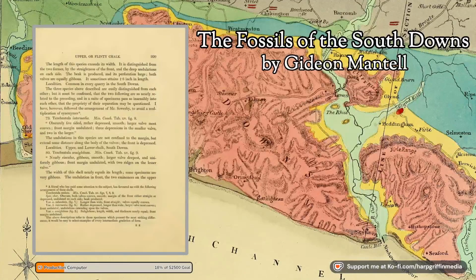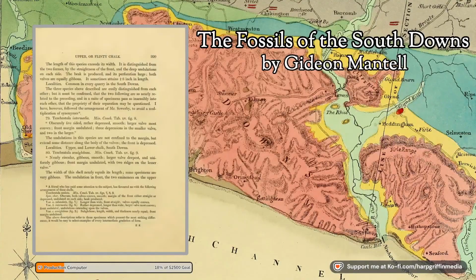79. Terebratula intermedia, Mineral Conchology, tablet 15, figure 8. Obscurely 5-sided, rather depressed, smooth. Larger valve most convex, front margin undulated. 3 depressions in the smaller valve and 2 in the larger. The undulations in this species are not confined to the margin, but extend some distance along the body of the valves. The front is depressed. Localities: Upper and Lower Chalk, South Downs.